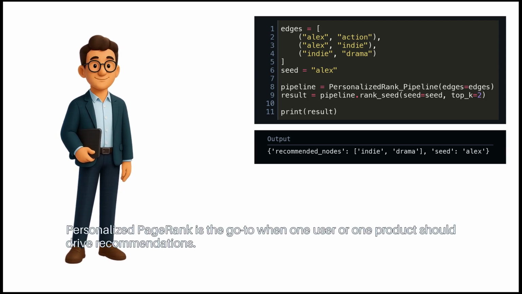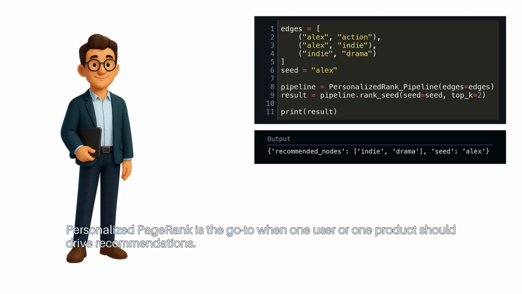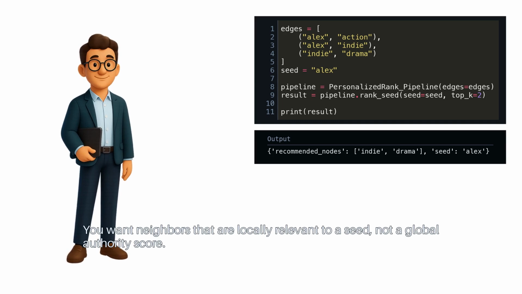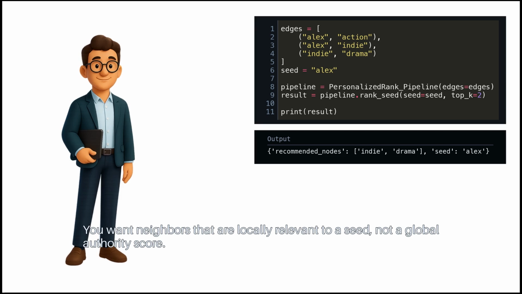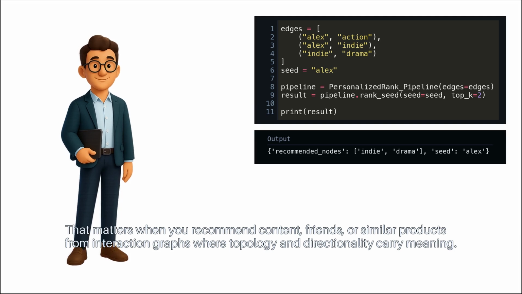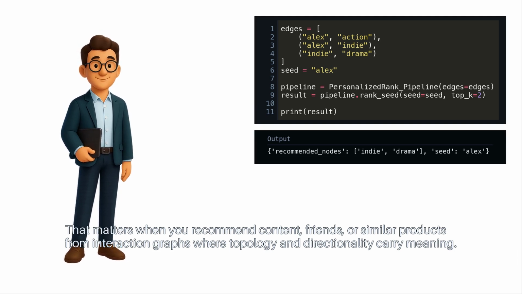Personalized PageRank is the go-to when one user or one product should drive recommendations. You want neighbors that are locally relevant to a seed, not a global authority score. That matters when you recommend content, friends, or similar products from interaction graphs, where topology and directionality carry meaning.